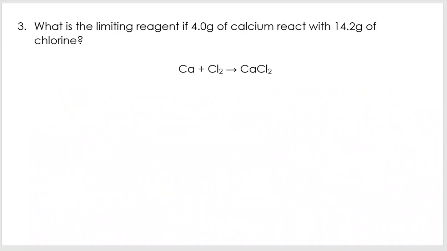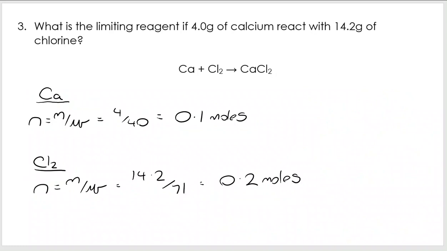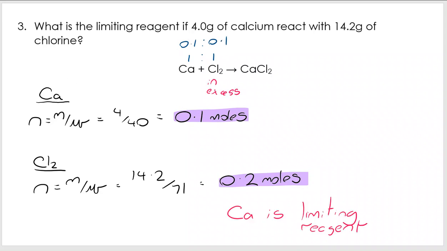Next example. Again, let's work through. I find that I've got 0.1 moles of calcium. I've got 0.2 moles of chlorine. Now, this is a 1:1 ratio, which means that 0.1 moles of calcium will react with 0.1 moles of chlorine. That means there's 0.1 moles of chlorine left. It's in excess. So the calcium is the limiting reagent.